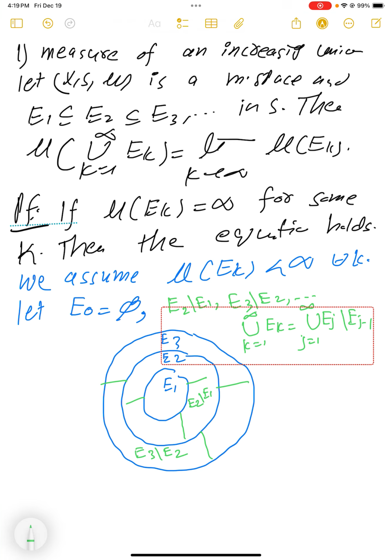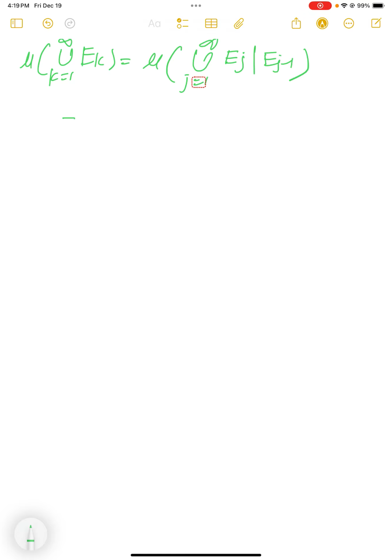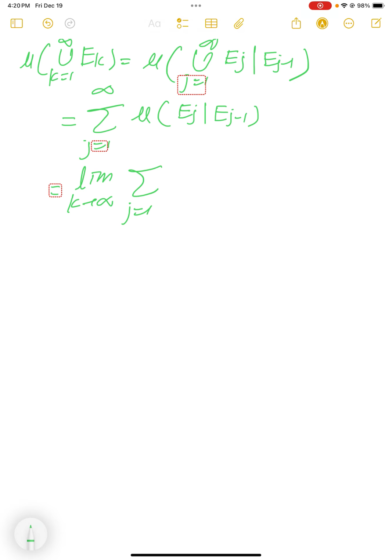Now we can just go ahead and use the second property of measure. So we saw that the measure of the union of E_k, k equals 1 up to infinity, is nothing but the measure of the union of j equals 1 up to infinity of E_j difference E_(j-1). Now since they are all disjoint, by the second property, this is the sum over j from 1 to infinity of the measure of E_j difference E_(j-1). Now this can be written as the limit as k approaches infinity of the sum of j equals 1 up to k of the measure of E_j difference E_(j-1).